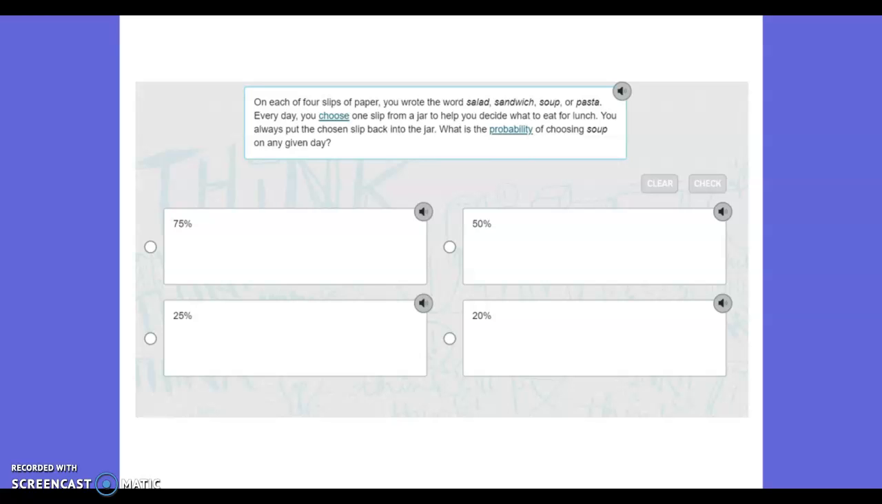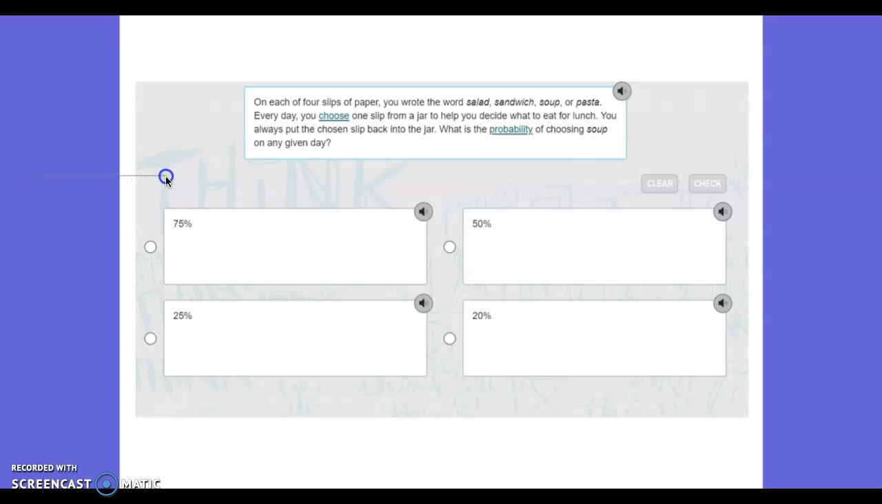Every day, you choose 1 slip of paper from a jar to help you decide what you would eat for lunch. You always put the chosen slip back into the jar. Okay, so you are replacing that slip of paper every time. What is the probability of choosing a soup on any given day if you always have 4 possibilities?